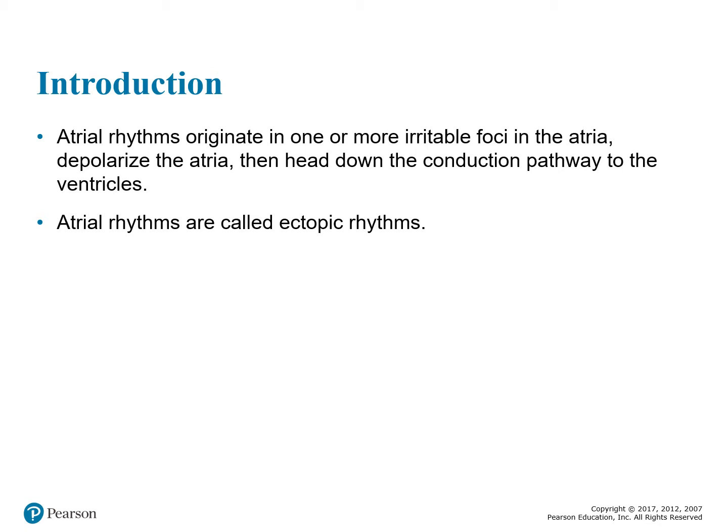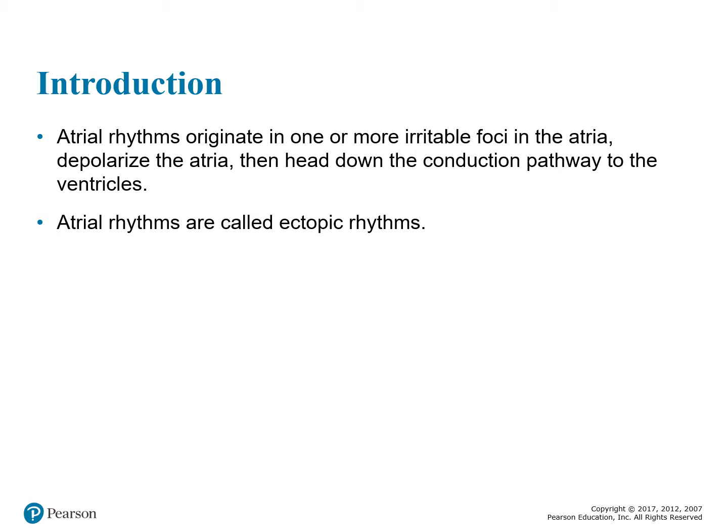As we all know, P waves reflect atrial depolarization. When a rhythm begins in the sinus node, it has a positive or upright P wave before the QRS is formed. A rhythm that begins in the atria will also have a positive P wave, but it may be shaped differently from the P wave of SA node firing.